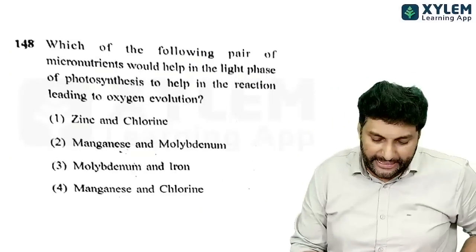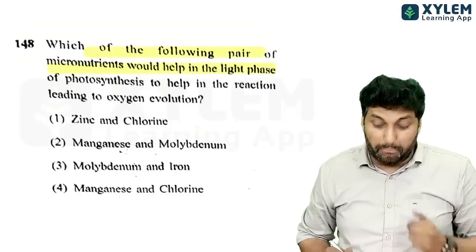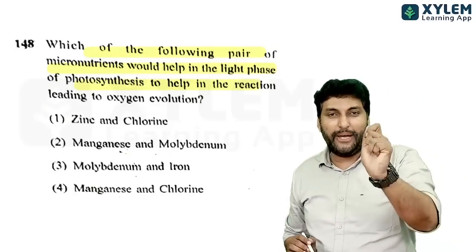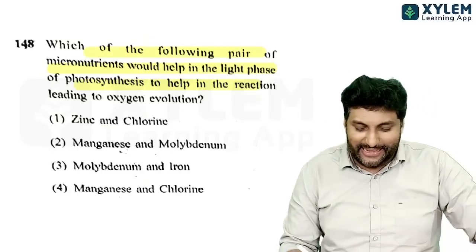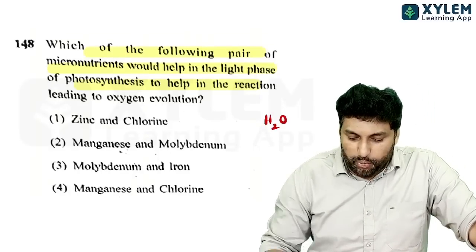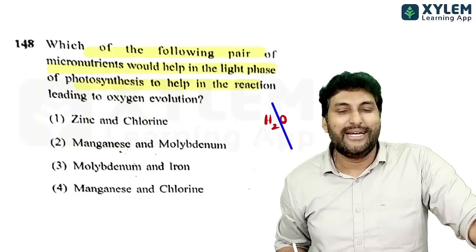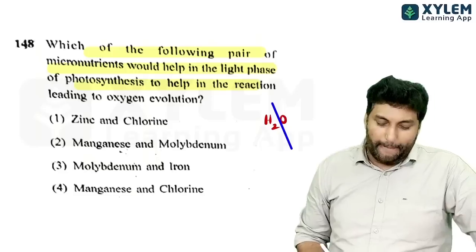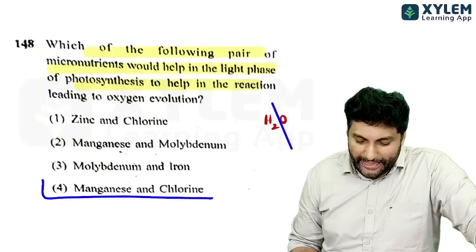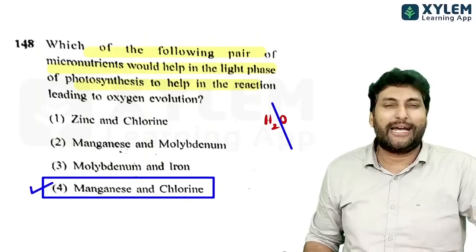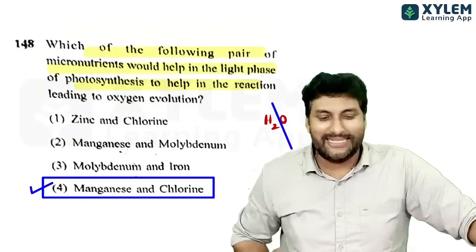Let's move to 148. Which of the following pair of micronutrients helps in the light phase, in oxygen evolution, that is, splitting of water? It is associated with the following enzyme. No doubt the answer is manganese and chlorine. Mn and Cl have been asked several times in the NEET examination.